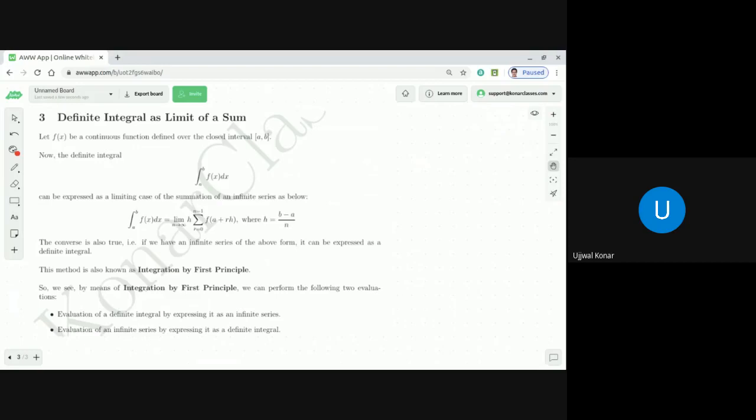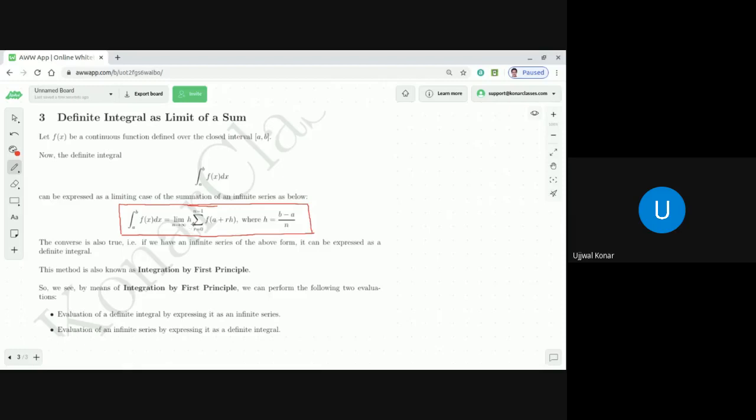Let f(x) be a continuous function defined over the closed interval [a, b]. Now, the definite integral from a to b of f(x) dx can be expressed as a limiting case of the summation of an infinite series. What is that? The integration from a to b of f(x) dx is equal to the limit of h, where n tends to infinity. I will explain what h is, because h and n are new terms introduced.